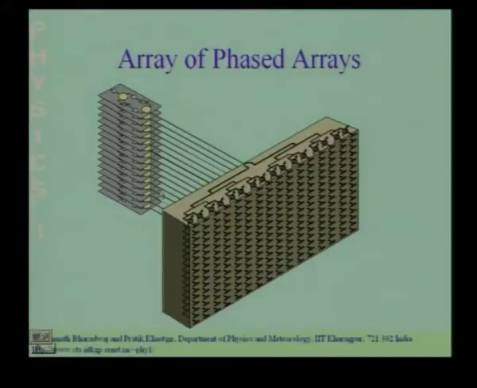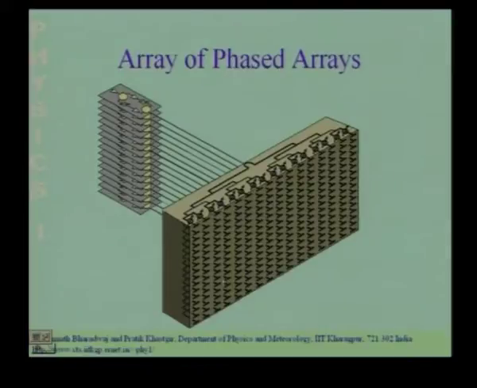Using a phased array, you can ensure that the radiation gets directed in a particular direction, and you can change the direction by introducing different phases between these radiating elements. And using an array of such periodic phased arrays. So, you have one phased array over here, you have another phased array over here. So, you have an array of phased arrays.